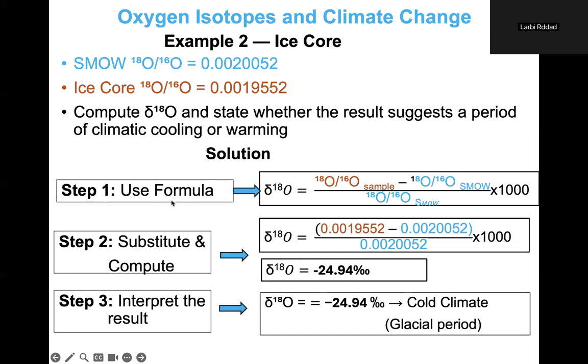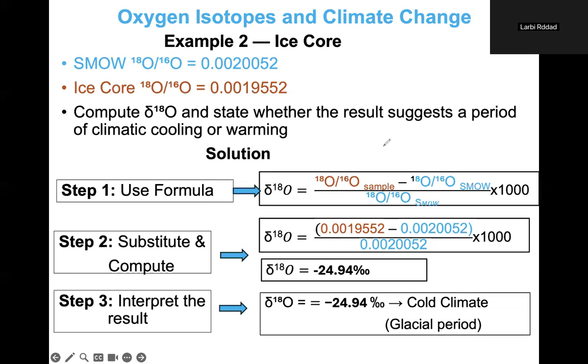Again, same thing. Use your formula. That's step number one. Write the equation, then substitute the values. So we have the sample here, put the value here. The standard, put the value here. You compute everything and you get minus 24.94 per mil. And what this tells you is you have cold climate also. Why is that? Let me again explain here on the side why.